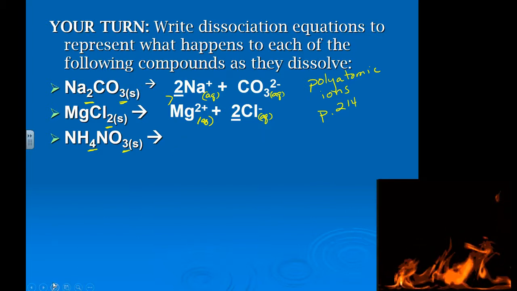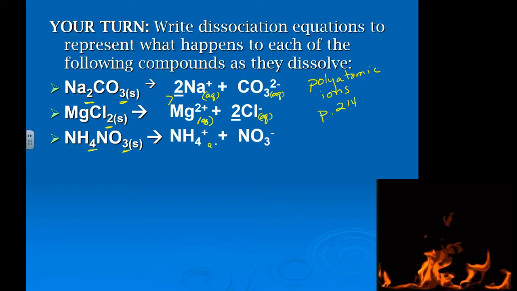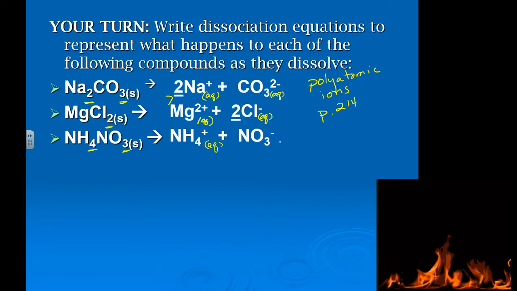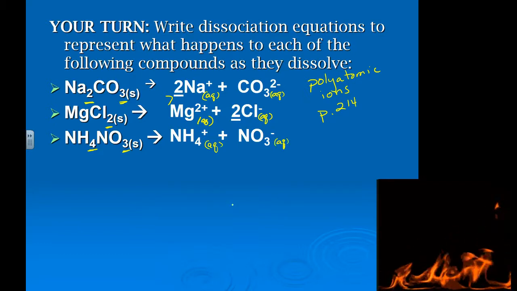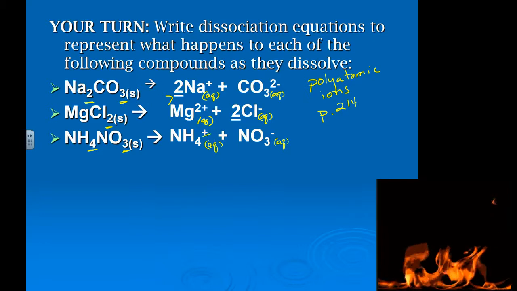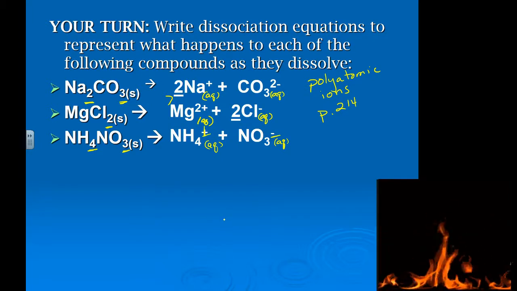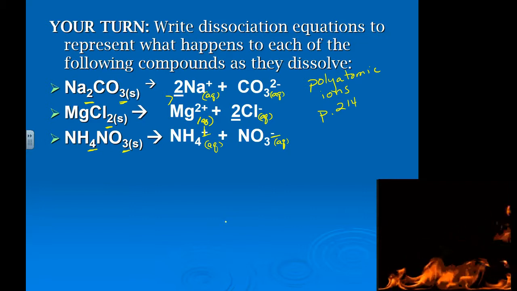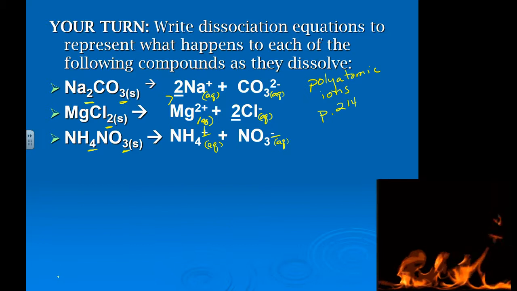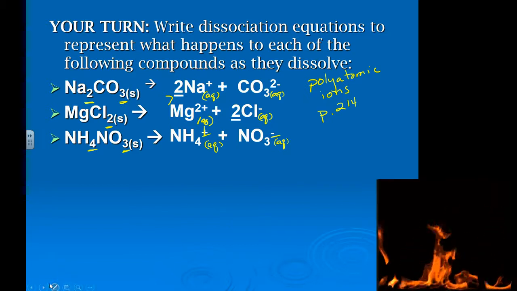Let's see what you came up with. You should have had it looking like this. Ammonium and nitrate. Remember, these are both polyatomic ions. The ammonium has a +1 charge, and then the nitrate has a -1 charge, right? And so it just looks just like that. Not too hard, no? Just got to remember the polyatomic ions. If you didn't remember that, it might get a little bit confusing.